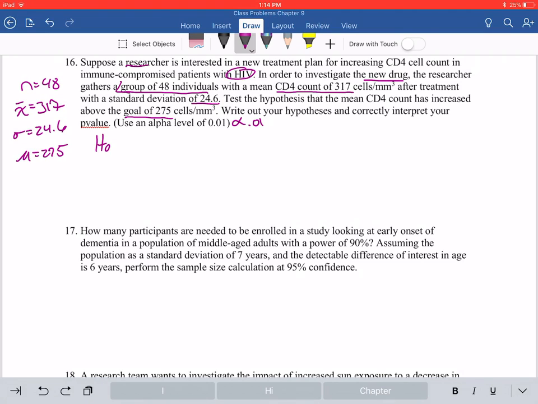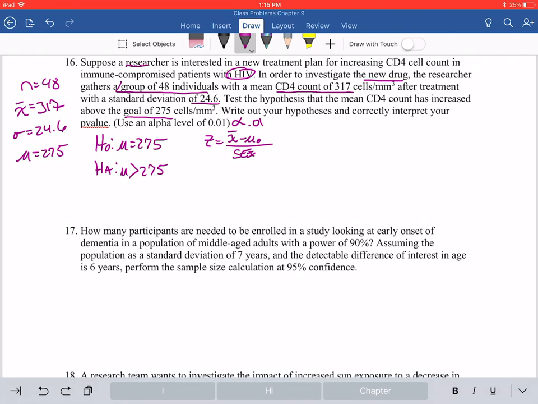So our null hypothesis is going to state that mu is equal to 275, right? That is what we're testing against to see if the drug increased the goal of 275. The alternative hypothesis is going to state that mu is greater than 275, right? We want our T cell count to be above 275. Now we find our Z value here. I'll write it out. Z is going to equal our x-bar minus mu naught over the standard error of x-bar.